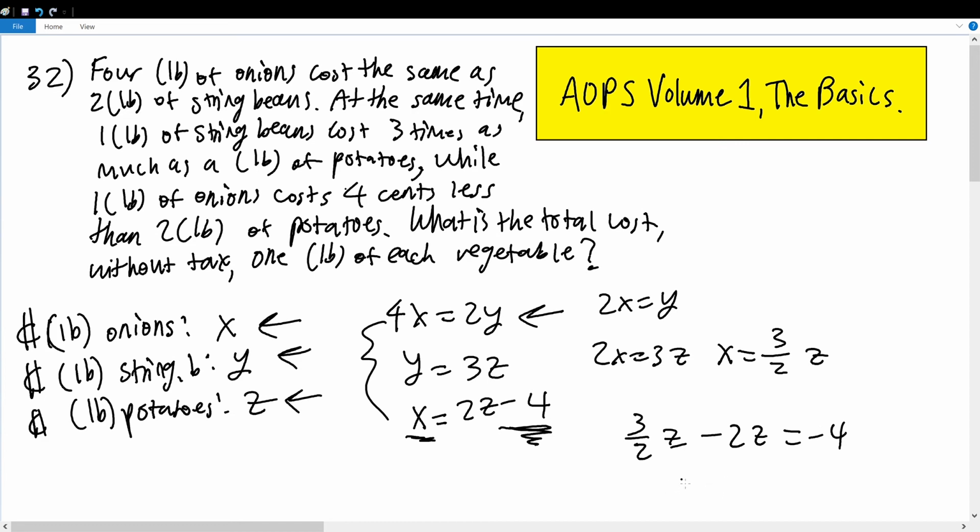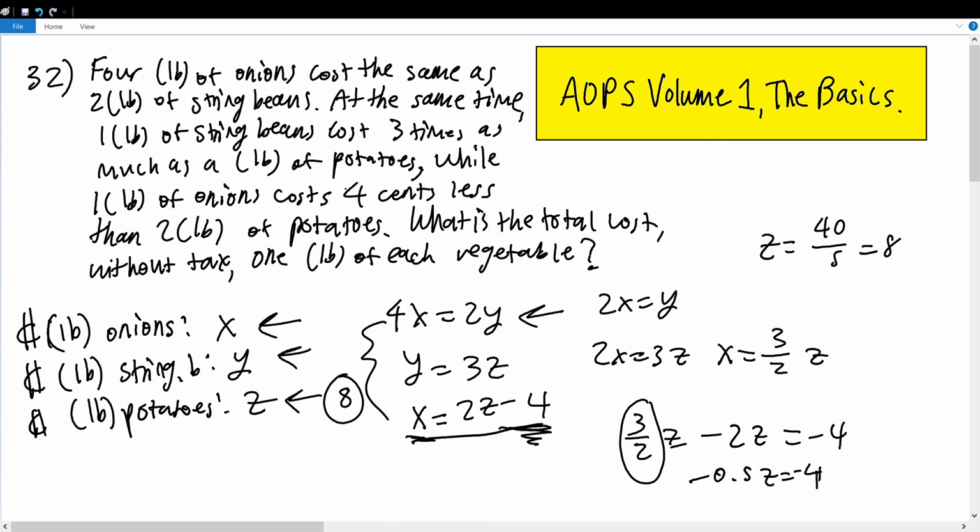And from this, 3 over 2 is nothing more than 1.5, minus 2 is negative 0.5, so negative 0.5z is equal to negative 4. So z must be equal to 40 over 5, which is equal to 8, meaning that a potato costs 8 cents, not $8. Remember how we assumed each quantity. So with z out of the way, we can find the other variables. We can find x first of all.